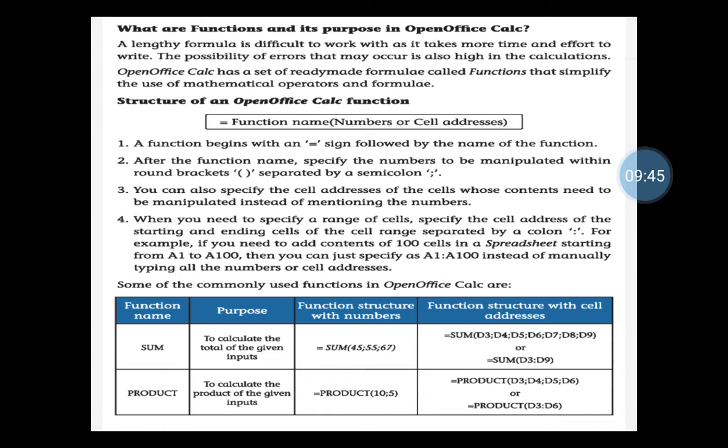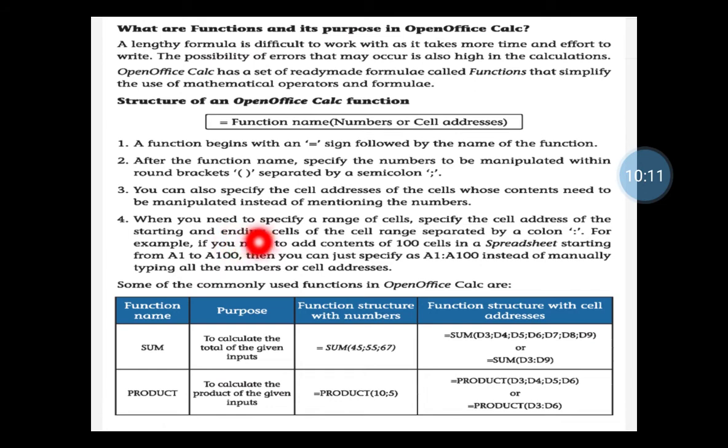You can also specify the cell address of the cell whose contents need to be manipulated, instead of mentioning the numbers. So in this bracket you can mention the number, or you can mention the cell address also. Cell address means you can write D3, D4, D5, these are the cell addresses. Those cell addresses you can also write.